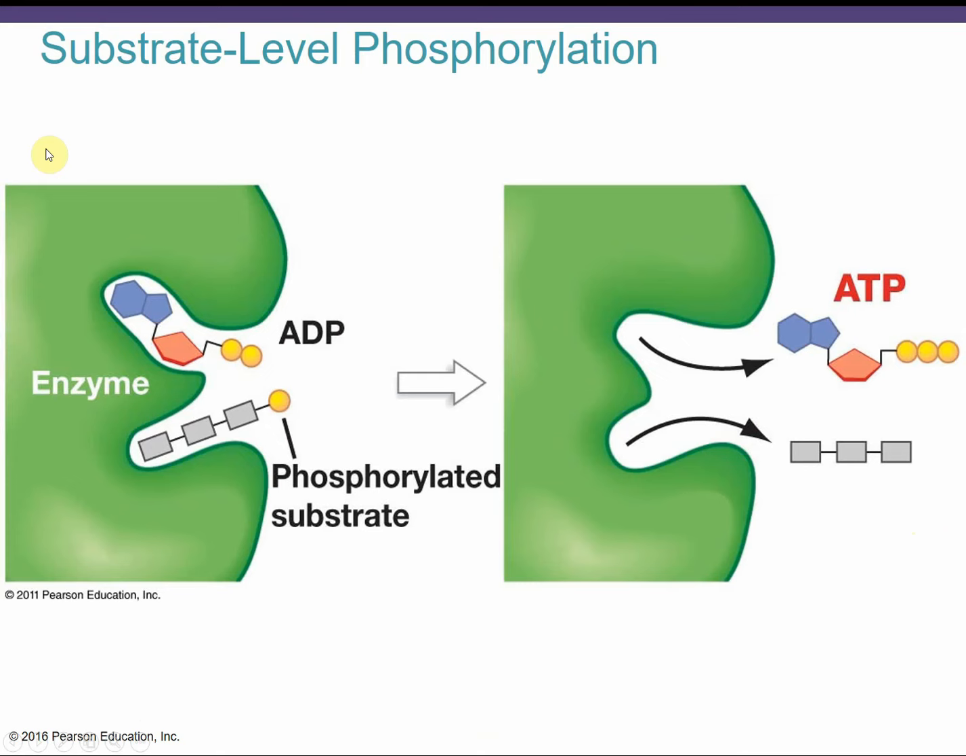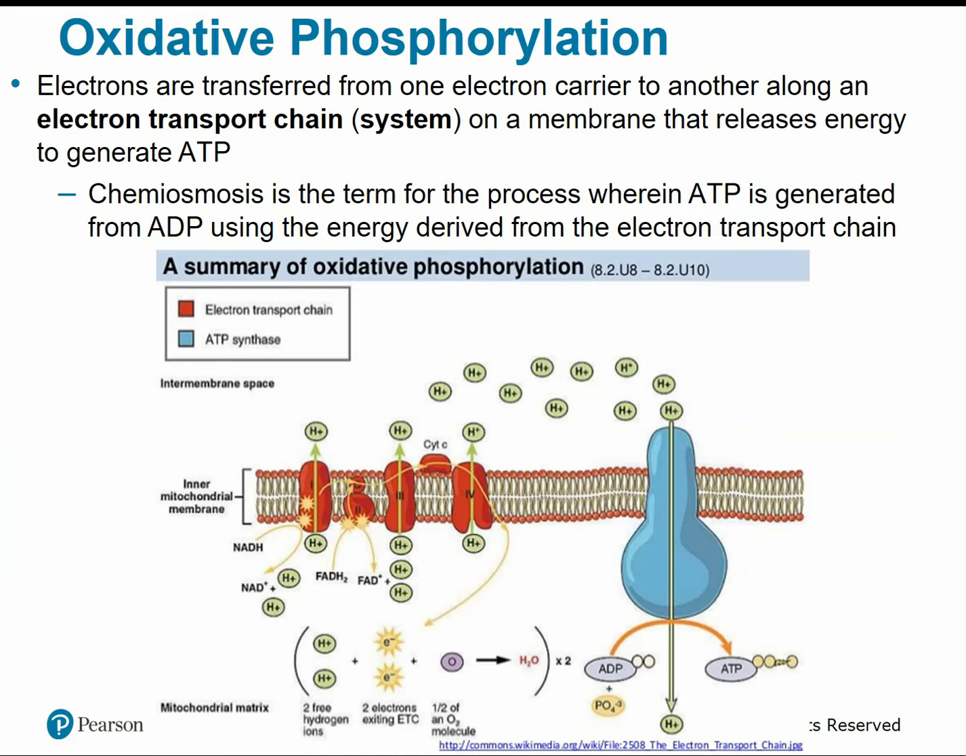Substrate level phosphorylation is just an enzyme produced ATP. So ADP and a substrate acts on the enzyme, right, binds to the active site. The enzyme catalyzes the chemical reaction to transfer our phosphate to make ATP. Oxidative phosphorylation is when electrons are transferred down an electron transport chain. It releases energy to generate ATP.